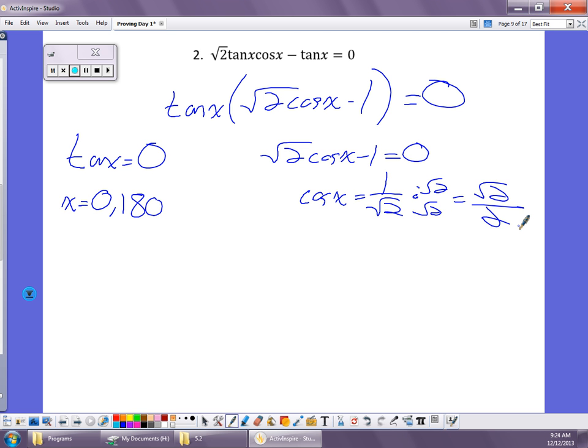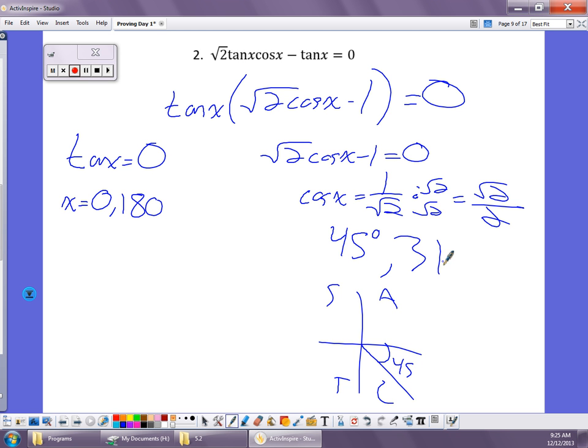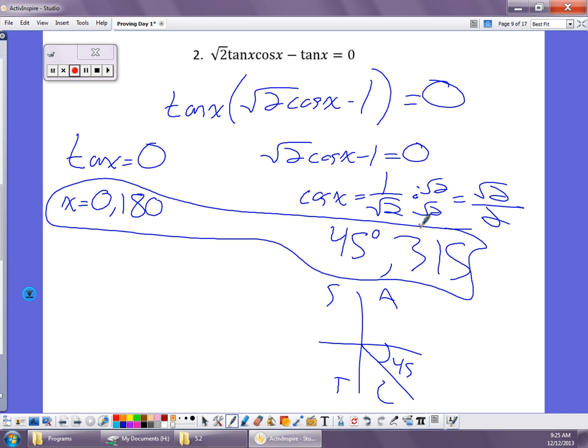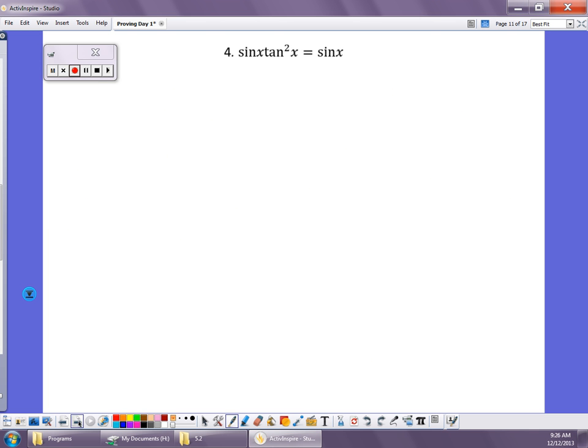So when does cosine equal root 2 over 2? 45 degrees, and where else is it going to be positive? Think of all students take calculus. It's cosine, so cosine's positive here. So that's 45, so 315. So your answer's 0, 180, 45, and 315.